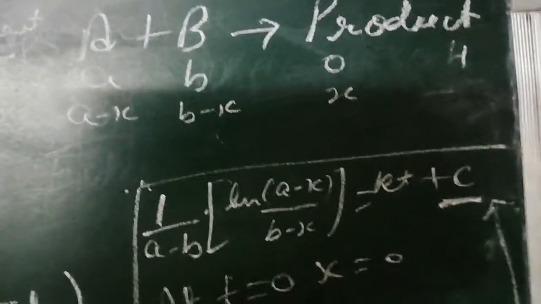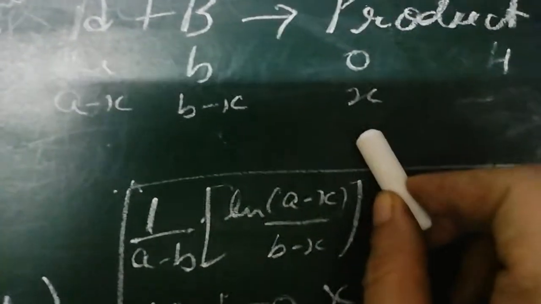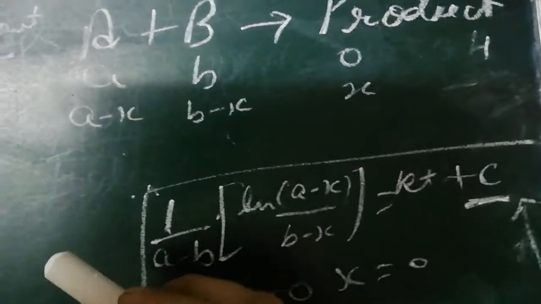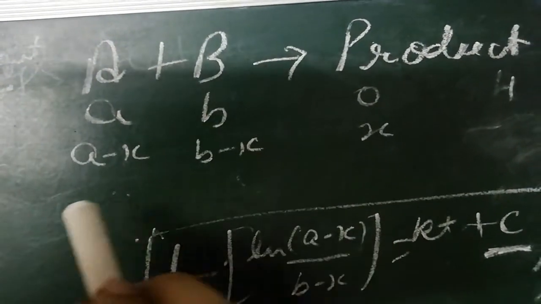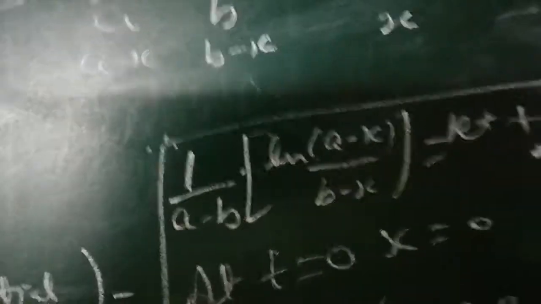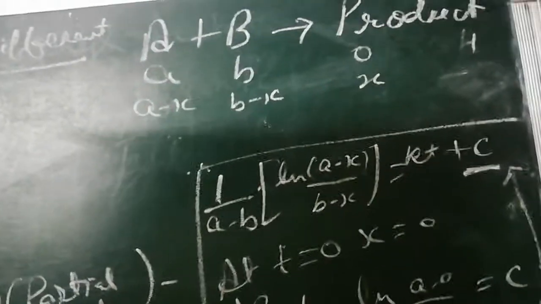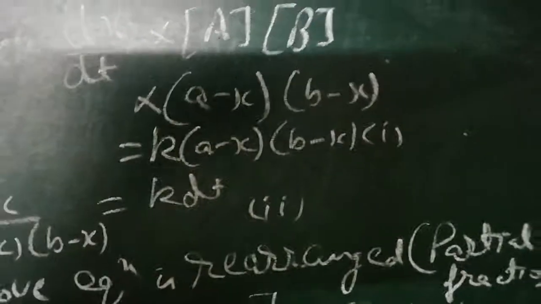After some time, x mole of A is decomposed and x moles of B is decomposed. So the number of moles of product which is formed is x, and the number of moles of reactants A and B which are left at any instant of time is a minus x moles per liter and b minus x moles per liter. So how will we write the rate of this reaction?